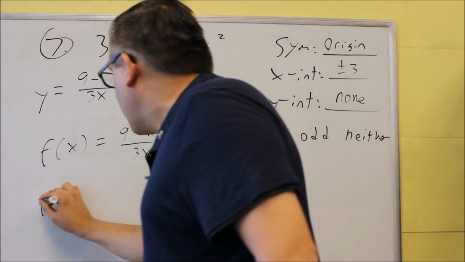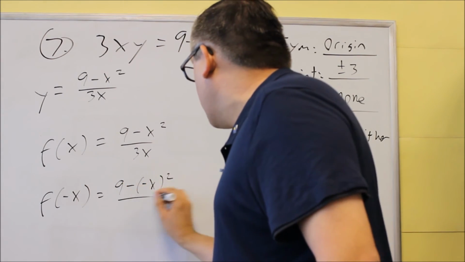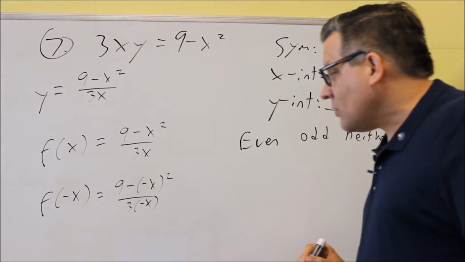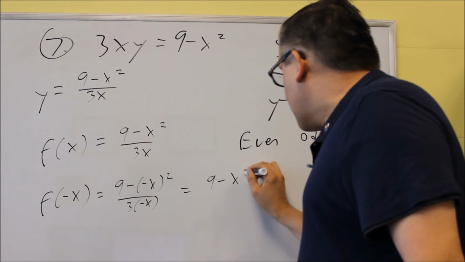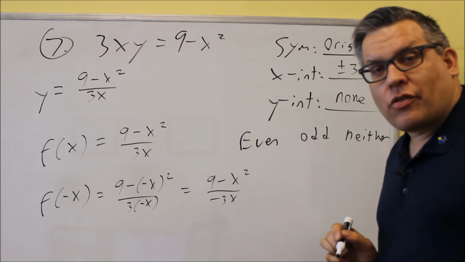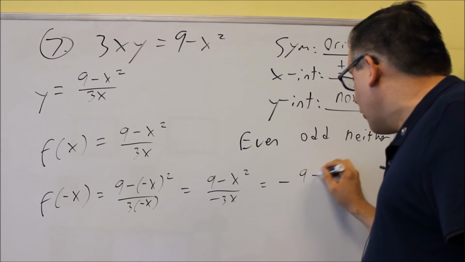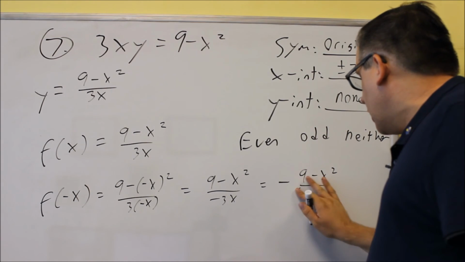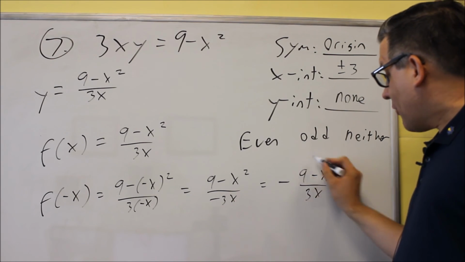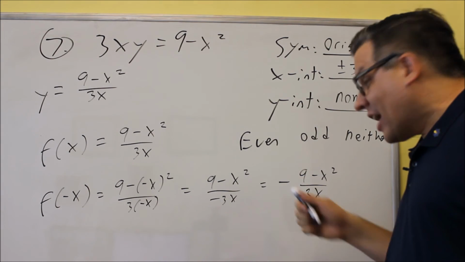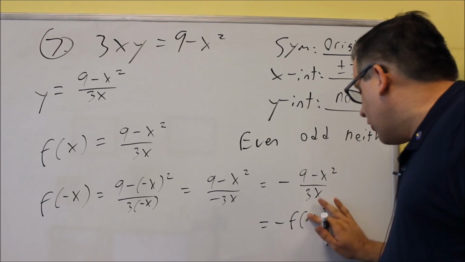So for this one, let's put in a negative x. So f of negative x we're going to do, so (9 minus negative x squared) over 3 times negative x. And we want to simplify this. Now when you simplify, you get 9 minus x squared, and on the bottom we end up with a negative 3x. Now this can be rewritten with a negative out front. So I have the 3x going down below here, and I have that negative on the outside. Well, notice I have the original one that I started with, but I have a negative sign out front. So that's the same thing as negative f of x is what I ended up with.